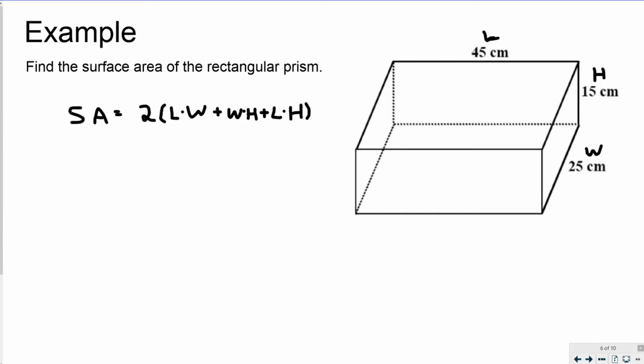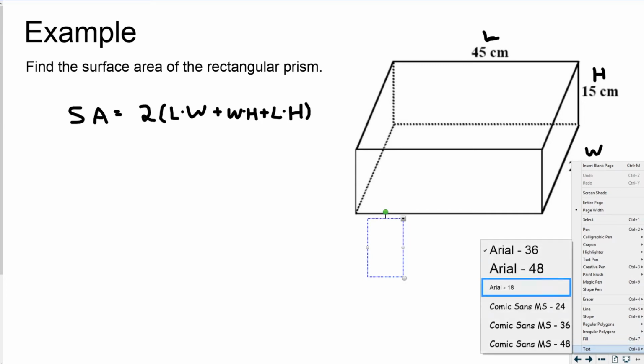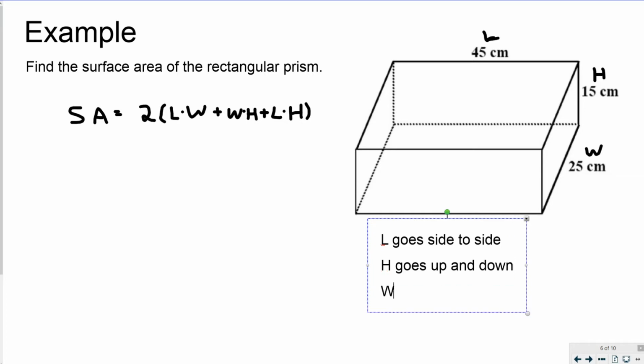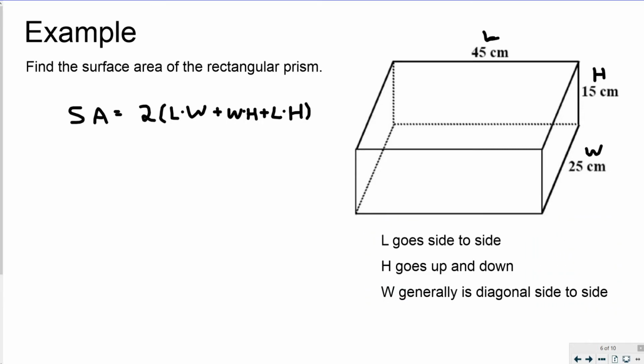So just in case you missed that, I'm going to repeat that and rewrite it. Length goes side to side, height goes up and down, and width generally is diagonal side to side. So you can see the W is like diagonal side to side, the height is up and down, and the length goes completely straight side to side.